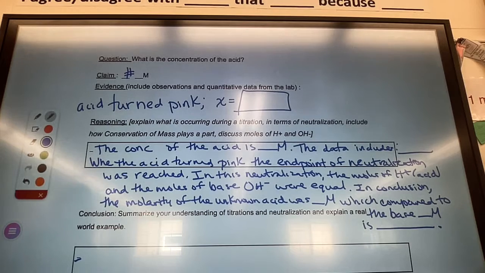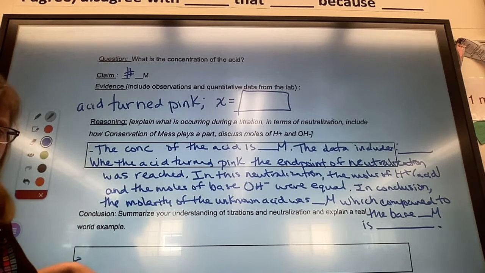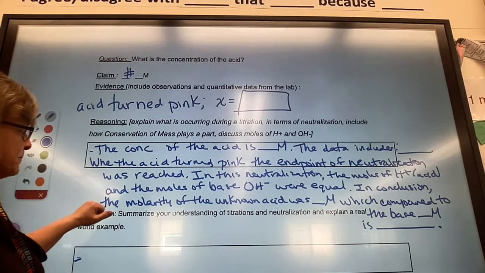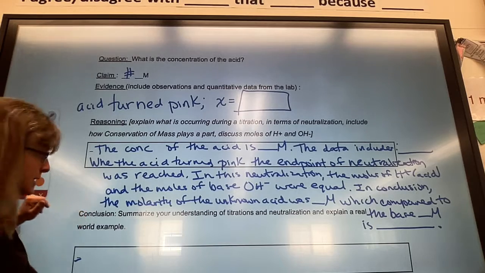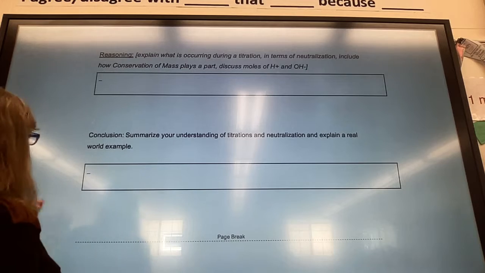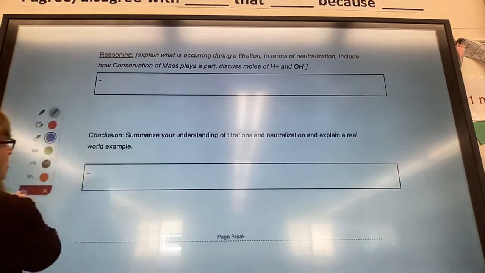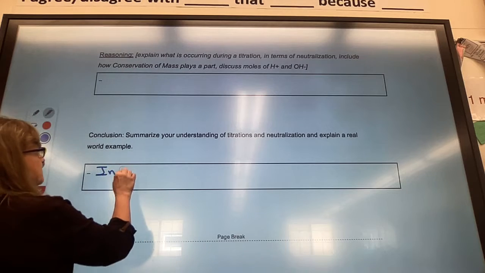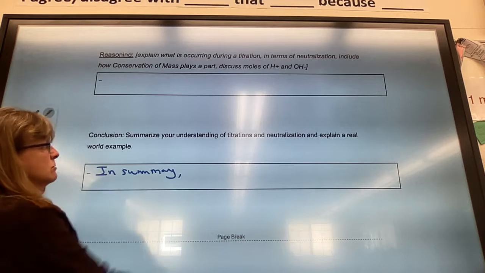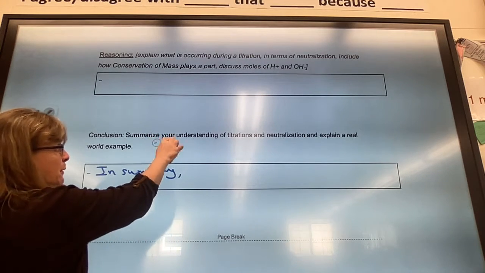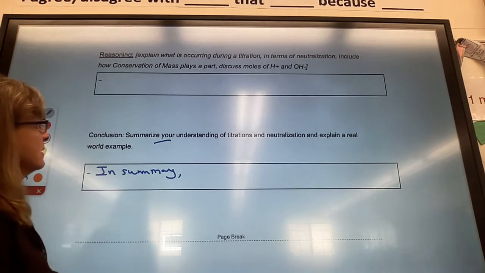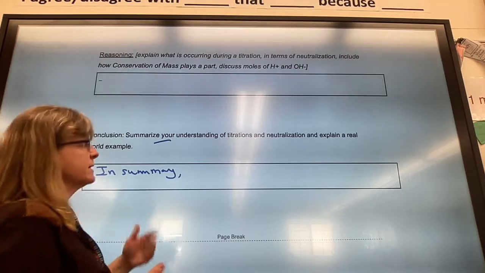Okay. Now we're going to get to our summary here at the end, our conclusion, our summary of the whole lab, not just the data. So again, if you need to pause, go. I'm going to keep going. Okay, so in conclusion, in summary, whatever one you want to use, I'm going to do in summary. Okay, and then you're going to discuss. Don't use personal pronouns. Right? We don't use your, we, I in lab reports. So in summary, talk in third person.